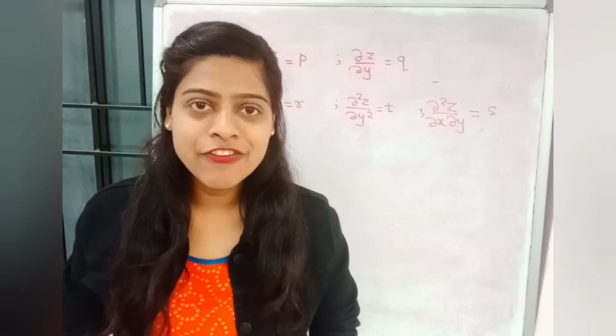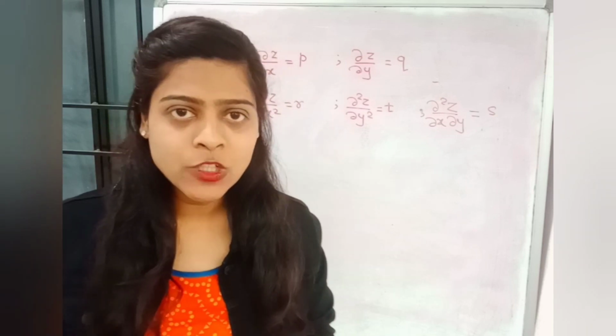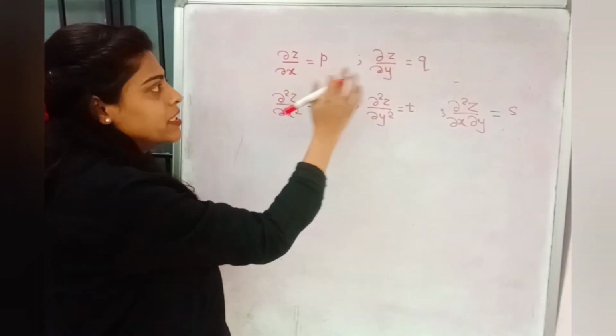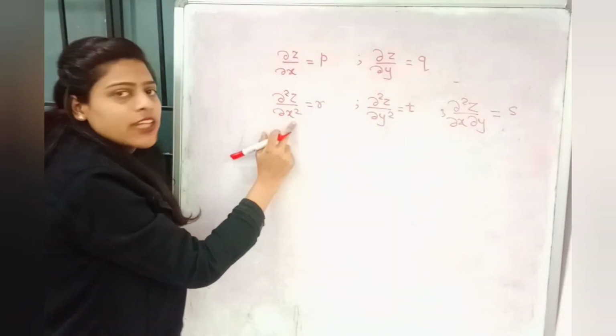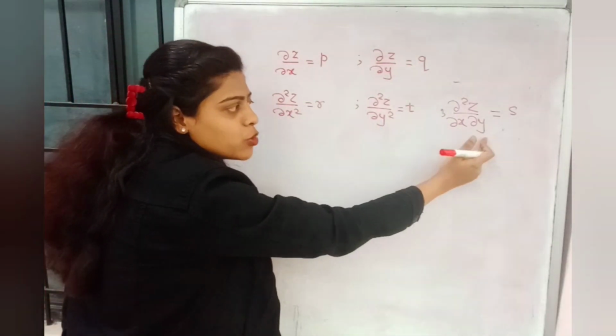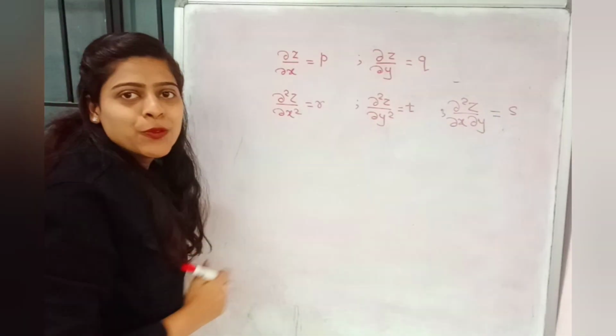To solve partial differential equations, we always use some standard notations: dou z upon dou x is written as small p, dou z upon dou y is equal to small q, dou 2z upon dou x square is equal to r, dou 2z upon dou x dou y is equal to s, and dou 2z upon dou y square is equal to t.